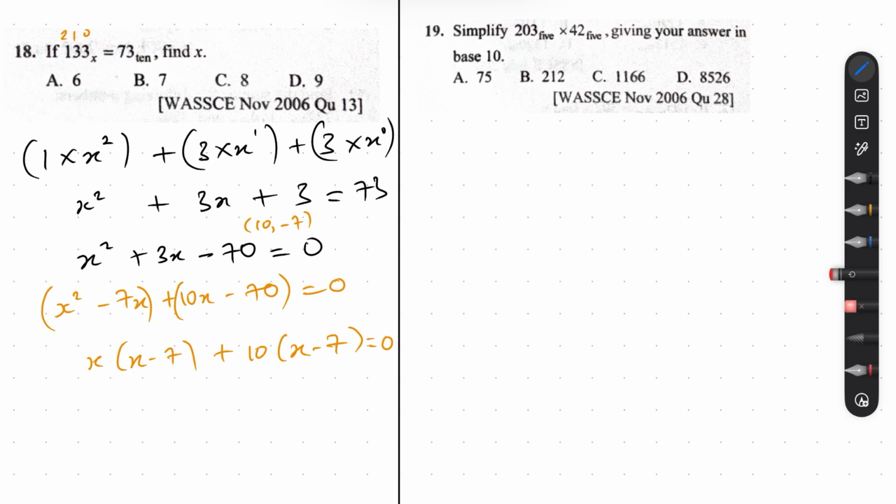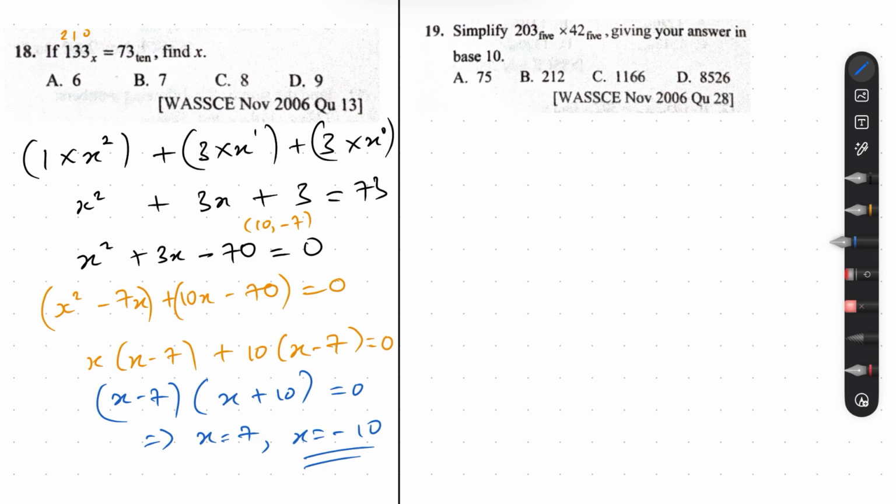So as you can see over here, x minus 7 is common, so we can factor that out. So we have x minus 7, then in the bracket we have x plus 10 equals 0. So our solution set will be x is equal to positive 7 and x is equal to negative 10.